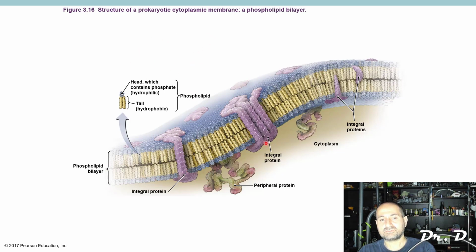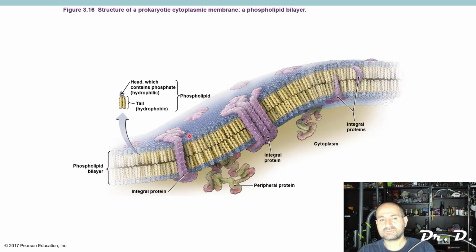And these heads point inside of the cell where there's also fluid, water. The tails point inwards towards what's known as, you see this yellow zone? This yellow area is called the hydrophobic region, where there should be no water. However, there is water outside of the cell. There is water inside of the cell. And that's why the hydrophilic heads can point out and in.